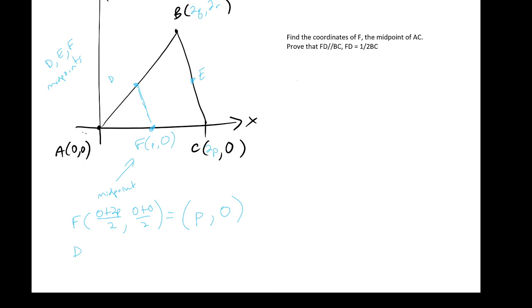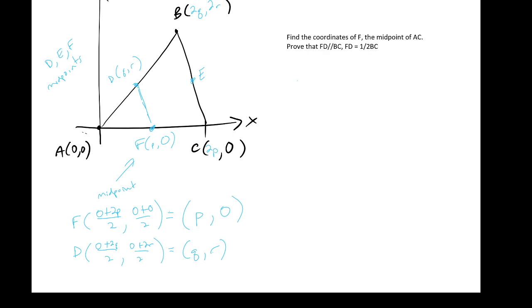formula, right? D is the midpoint of AB, right? 0 plus 2Q over 2, and then 0 plus 2R over 2. 0 plus 2Q is just 2Q. 2Q over 2, right? The 2's, when you divide them, just equal 1. So this is going to be Q, comma, 0 plus 2R is 2R. 2R divided by 2 is just R. This is Q, comma, R, okay? Don't be afraid of these just being variables. This is just a matter of symbol manipulation.